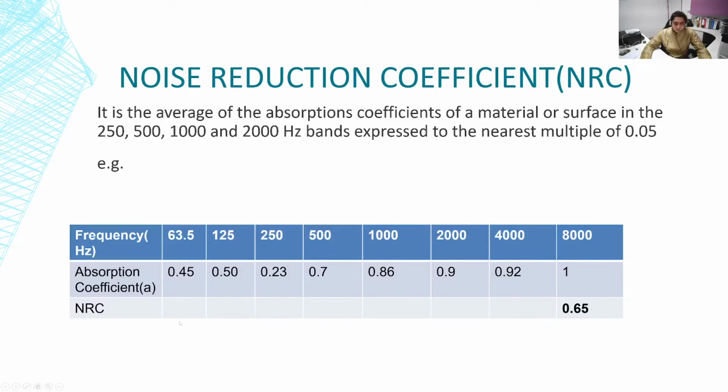Here I have given a numerical example of calculating the NRC. The NRC is always rounded to the nearest multiple of 0.05. So here you can see at 250 the absorption coefficient is 0.23, at 500 it's 0.7, at 1000 it's 0.86, at 2000 it's 0.89. If you average these four values and round it off to the nearest 0.05, then you get the noise reduction coefficient, or the NRC.